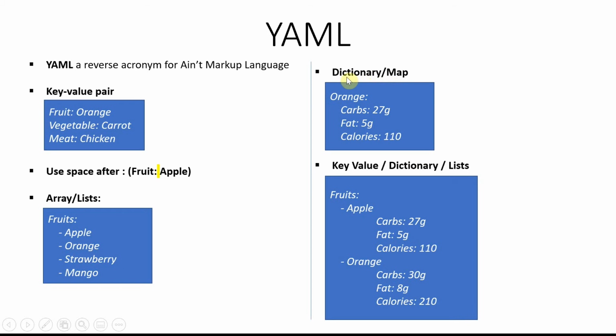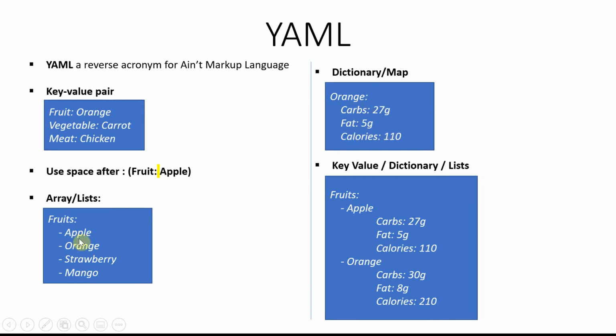And a dictionary is also possible. For example, a key orange can have various values like carbs, fat, calories. So if you have a structure like this, it is like a map. It's a key value pair, in Python terms also called a dictionary. So you can store key value pairs under it, but here it is not an array list. It's just a key value pair.